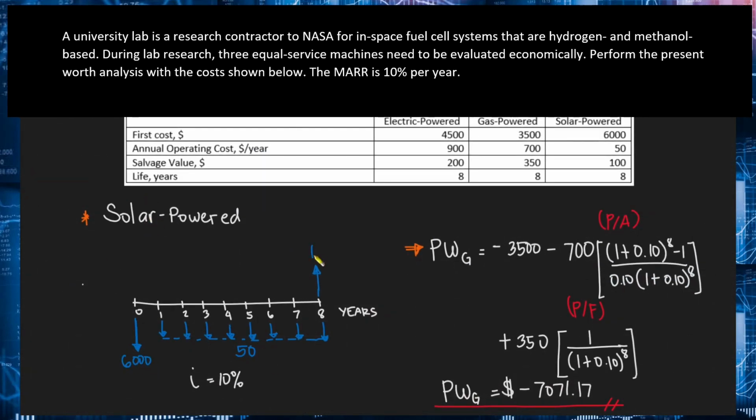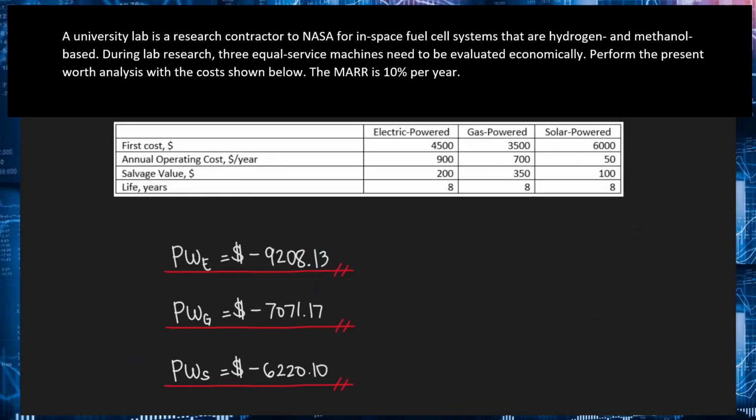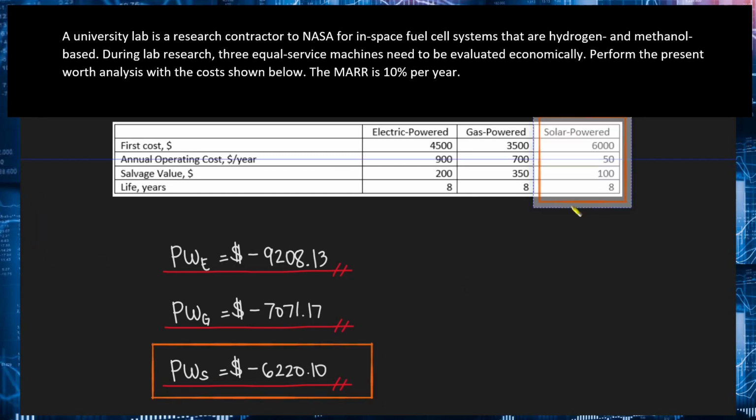And then for the solar powered, that will be negative $6,220.10. So yung pipiliin dapat natin dito will be the alternative that will give us the least cost. Okay, so maliit lang yung cost natin. Therefore, that will be the solar powered machine, no? Kasi siya yung may pinakamaliit na cost, $6,220.10.